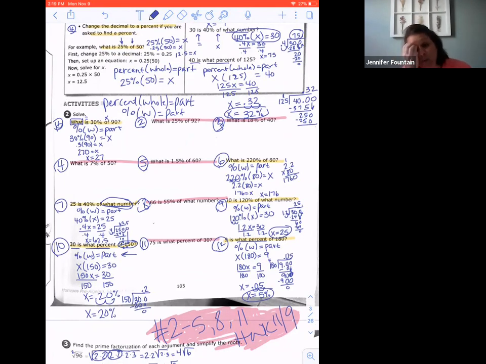Doing percents of numbers. Remember our formula of percent times whole equals part. Plug in what you know, solve for what you don't know. Any questions before we go?